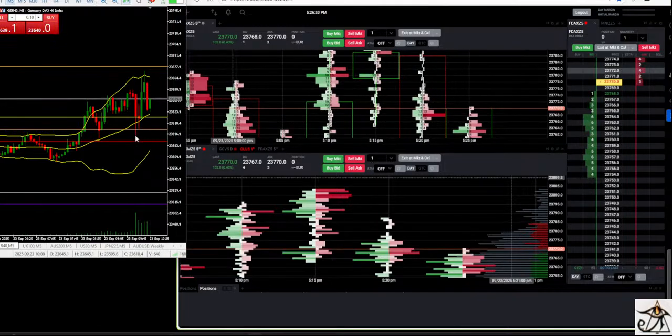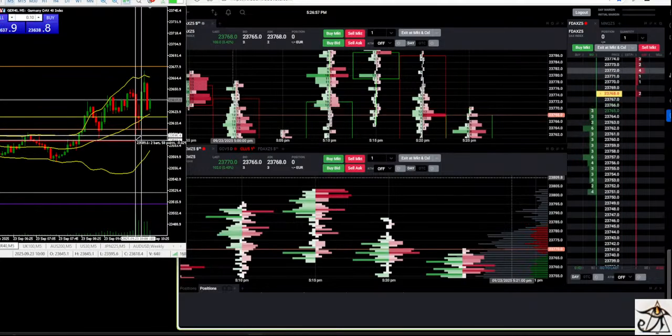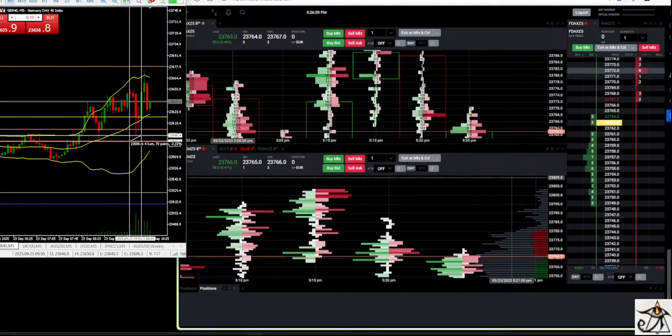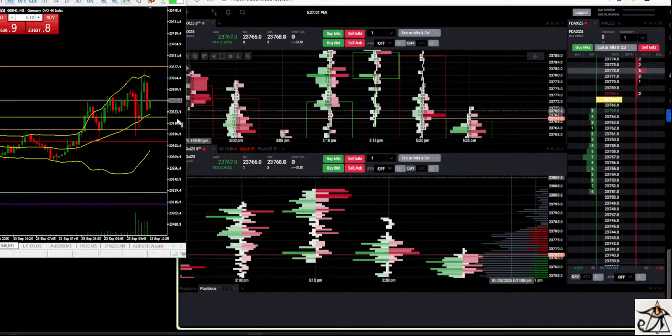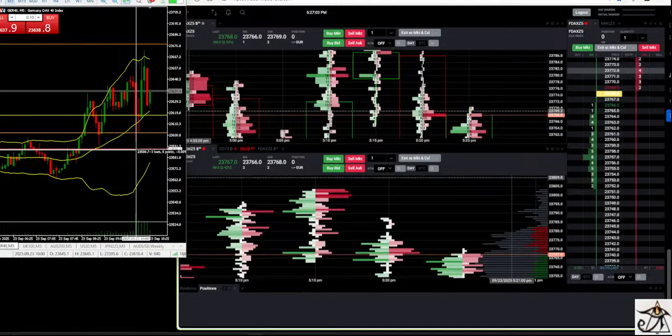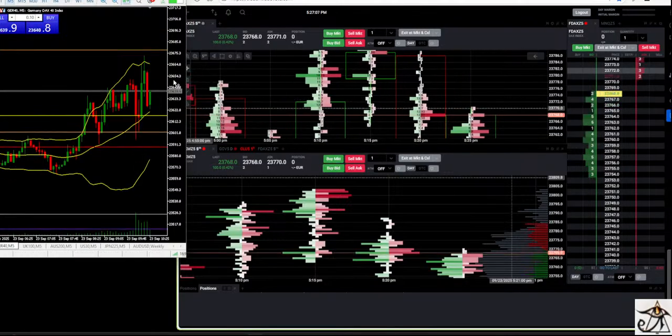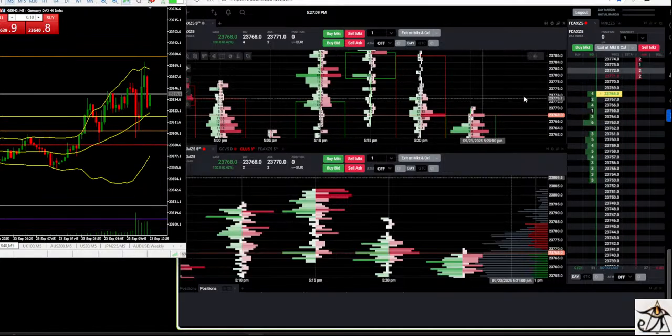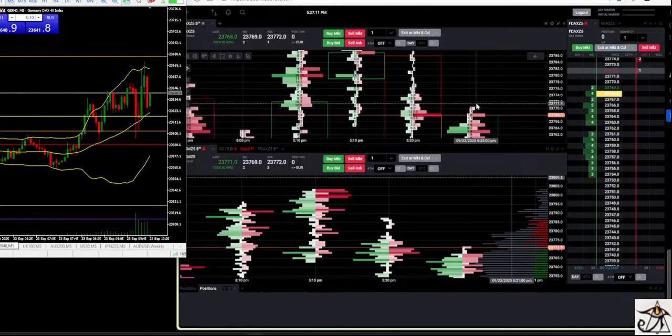We didn't quite fill this extreme gap, I feel. It was about 7 points. Some people might consider that filled in the market open time, but it's not. It's a little bit subjective on that one.